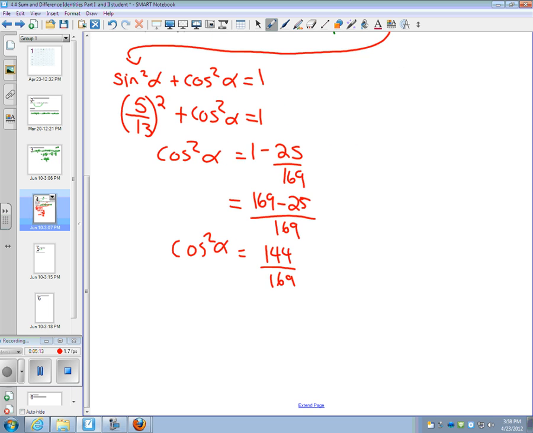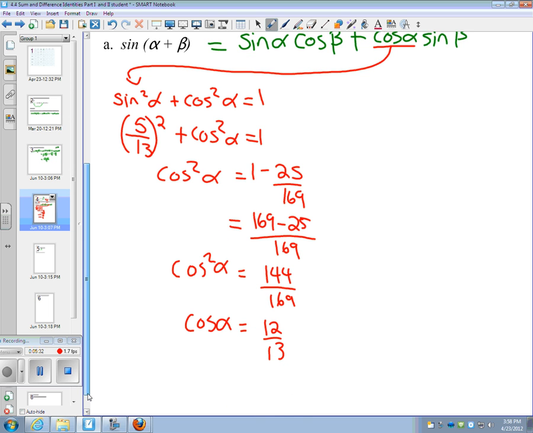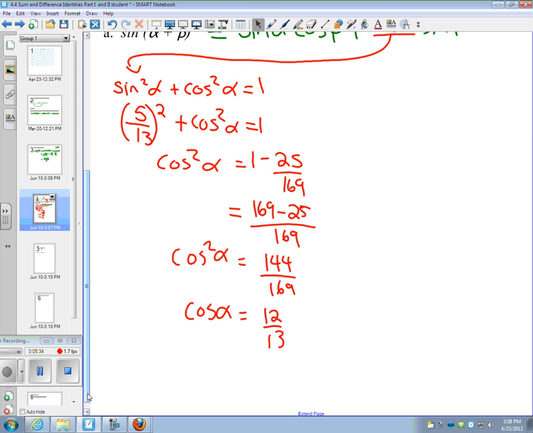When I square root both sides, I get cos alpha is equal to 12/13. Okay, but we have to look at this for a second. Alpha is between 90 and 180. Alpha is here, so when I have cos alpha, it really should be negative. So I have to add a negative sign there. Okay, so there's cos alpha.